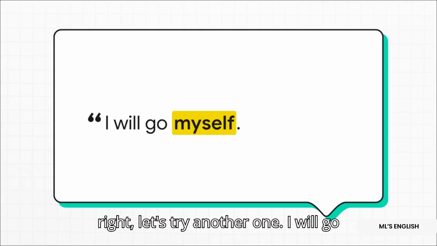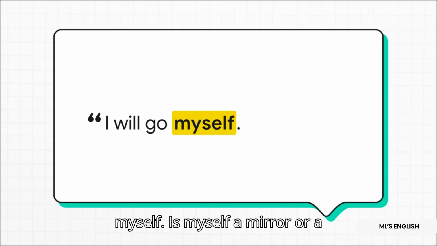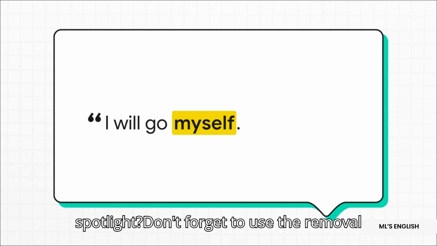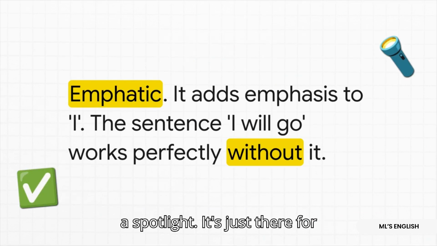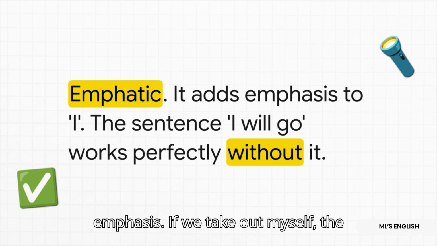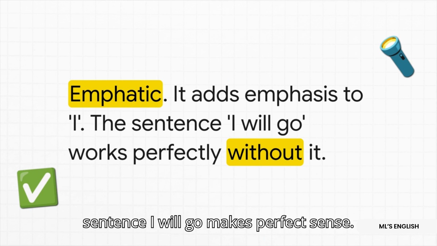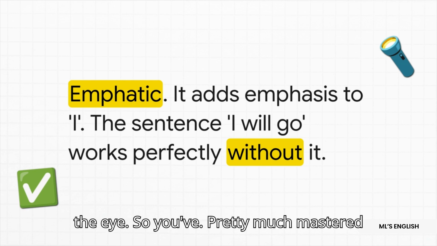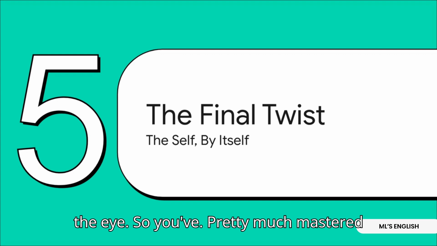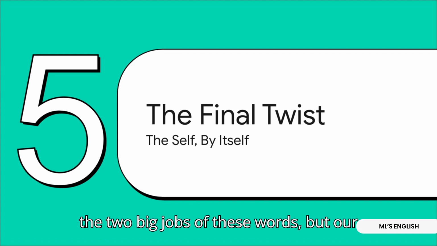All right, let's try another one. I will go myself. Is myself a mirror or a spotlight? Don't forget to use the removal test. What's your verdict? That is 100% a spotlight. It's just there for emphasis. If we take out myself, the sentence, I will go makes perfect sense. The word just adds that extra punch to the I. So you've pretty much mastered the two big jobs of these words.